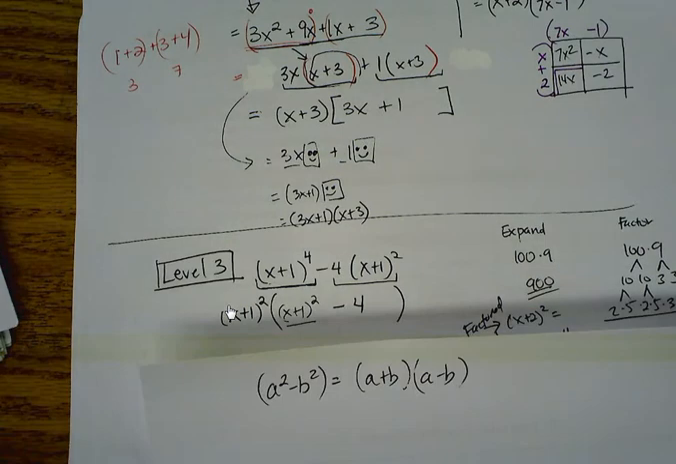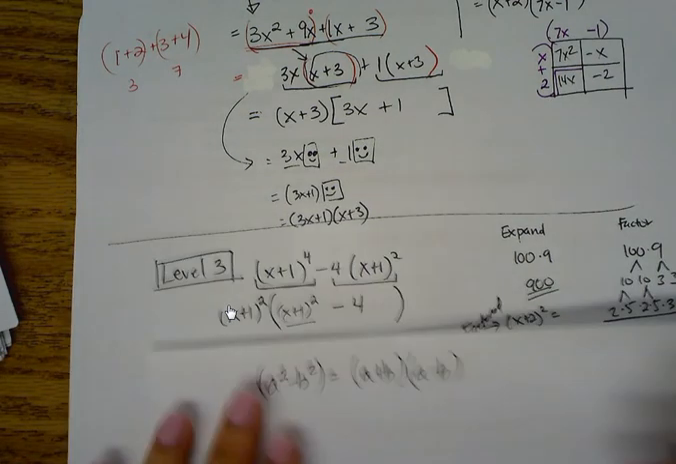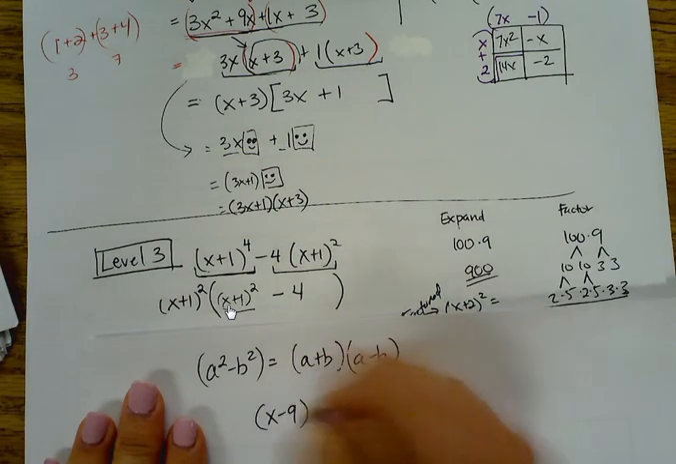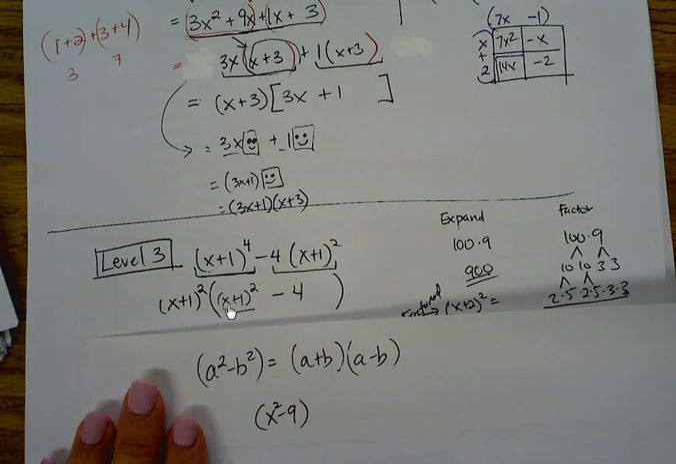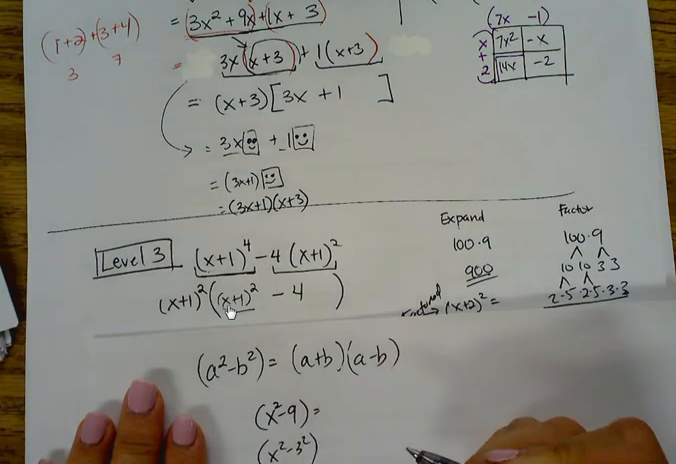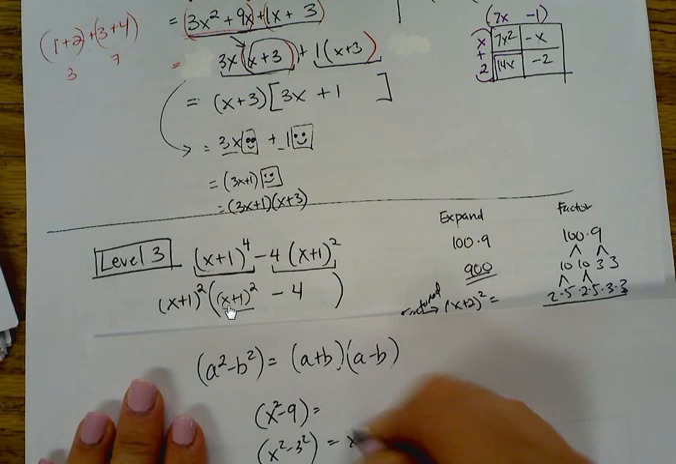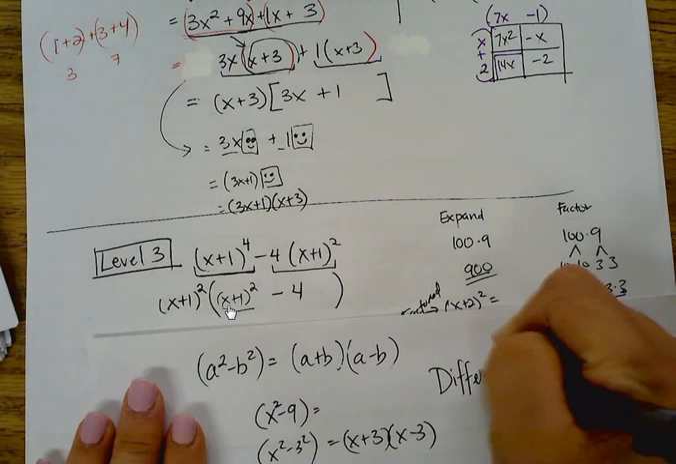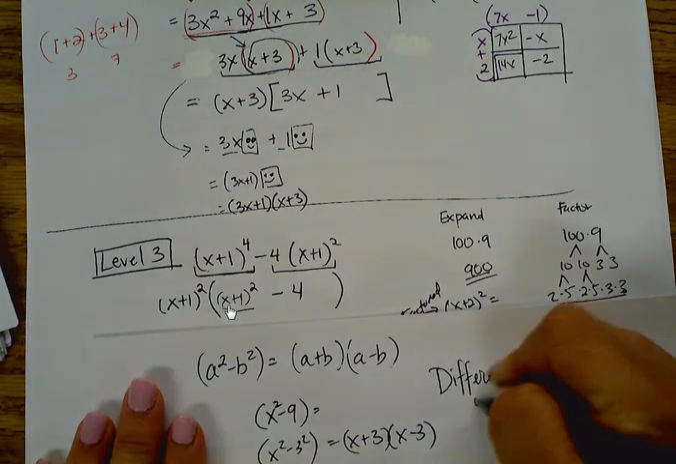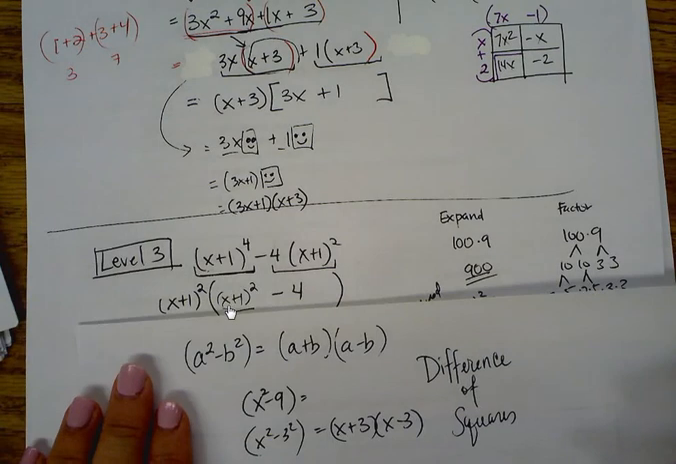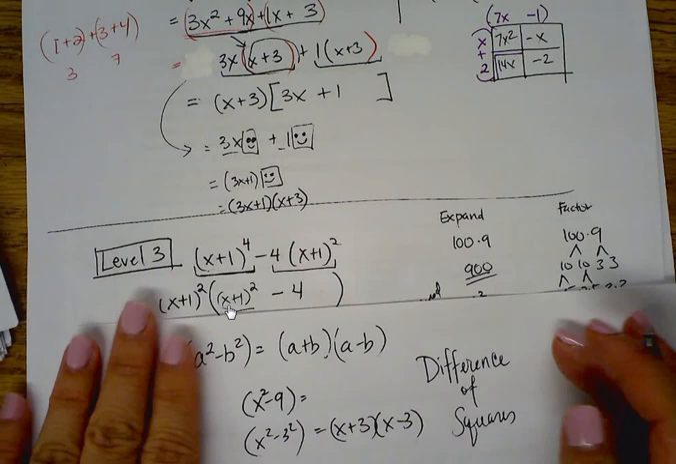For example, if I have x squared minus 9, what is that? That's really x squared minus 3 squared, huh? So that's going to be x plus 3 times x minus 3. You all with me? You need to write that down somewhere or tattoo it to your forehead or something. Difference of squares. And then you look at a mirror and read backwards.